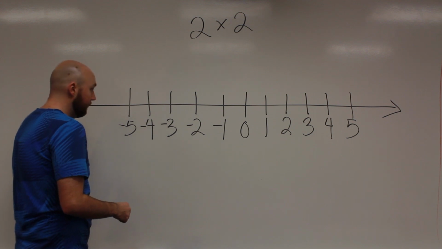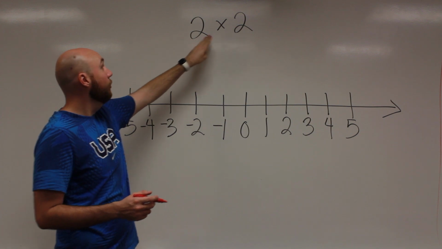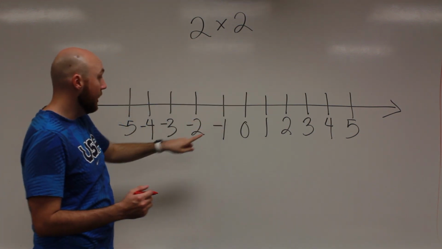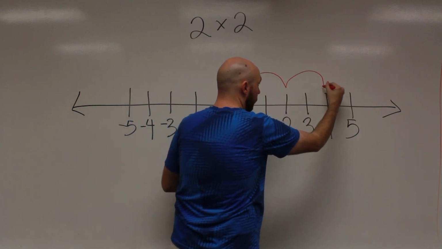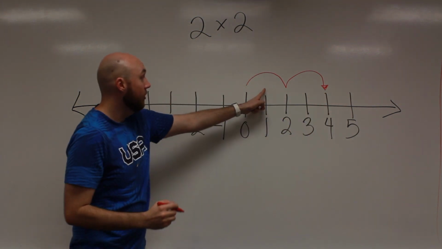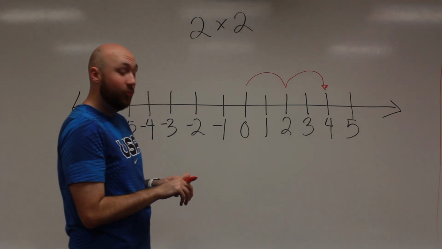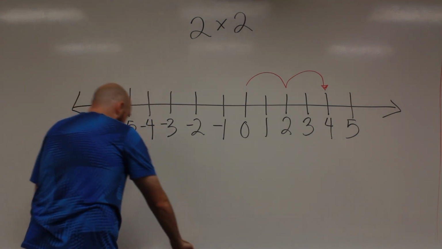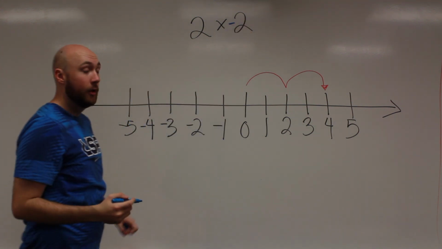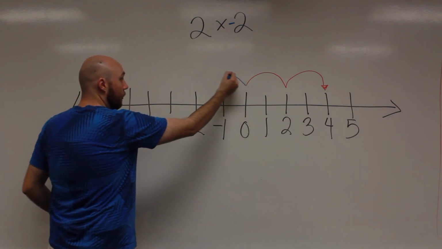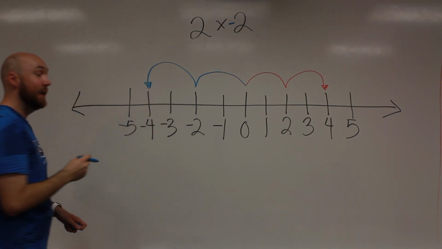Okay, so I'll use a different color. For 2 times 2, we understand that it means 2 groups of 2. So on a number line, we start at 0, and we go 1, 2, 1, 2, and we're at +4, because we have 2 groups that are jumping 2 spaces each, right? Now if we change this, I'll use blue now. If we had 2 groups of -2, again, we start at 0. 1 group of -2, 2 groups of -2, right? So we'd be at -4.